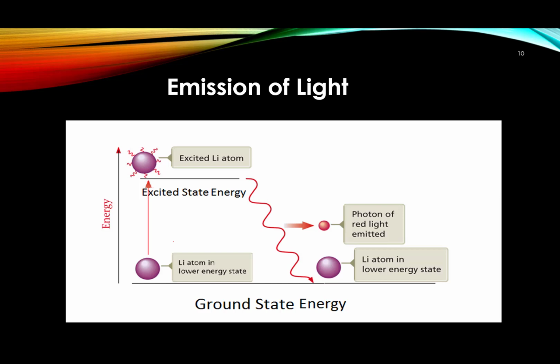Now let's talk about it in this diagram. Assume a lithium atom. Before it gains energy, on its own, without being excited, it is always at the lowest energy level, which we call ground state energy. Ground state energy is the lowest energy level. It's like that kid sitting, not doing anything, just minding his or her own business. All the atoms like to be at the ground state. That's where they are the happiest.